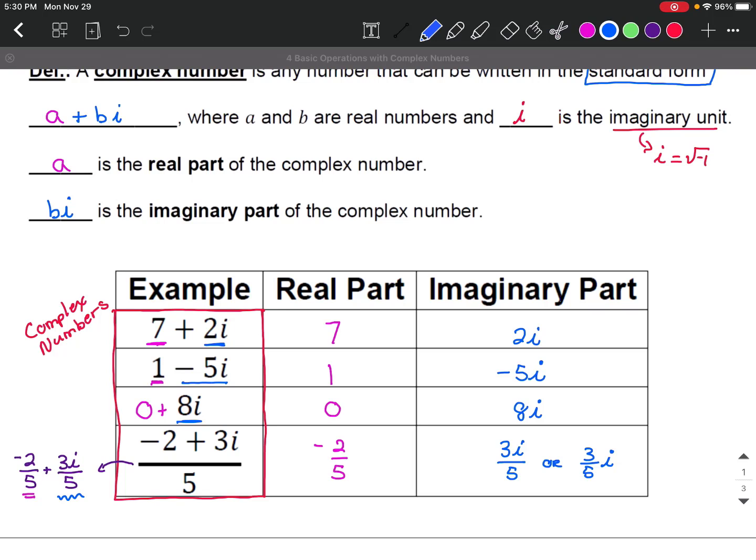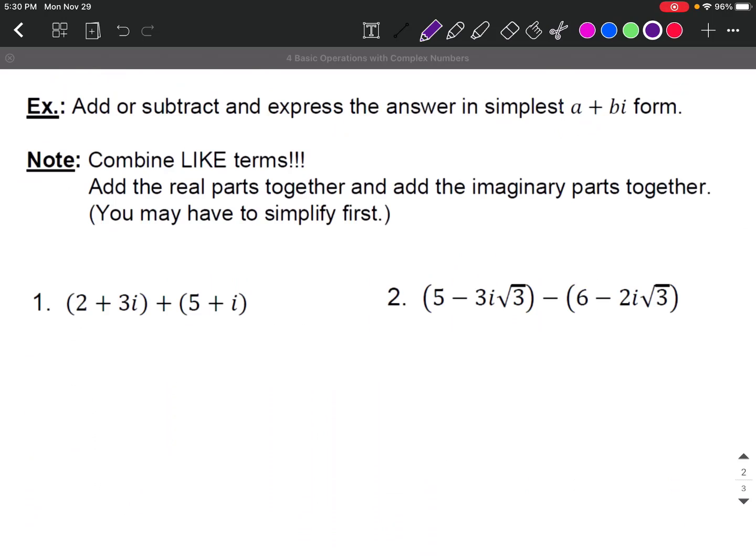Okay? Now, let's take a look at some problems. We're going to add or subtract and express the answer in simplest a plus bi form. That's the standard form, so our answers have to be in standard form. Now, in order to do this, we combine like terms. We add the real parts to real parts. We add the imaginary parts to imaginary parts. Now, I'm going to warn you here, it is possible that you may have to simplify the radicals first so that you can find your real and imaginary parts.